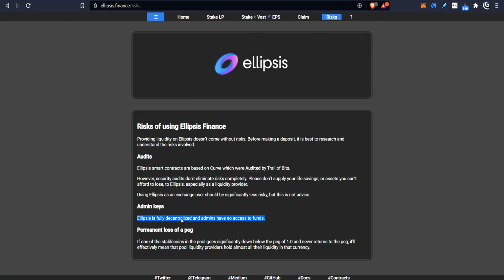It does say here that it is completely fully decentralized and the admins have no access to your funds, so they can't move things around. This is something that an audit would have to check beyond just taking their word for it. So again, this is just what they say, but I believe them for the most part because Curve would probably speak up if this was not the case. And then you have permanent loss of the peg. So that's an important thing.